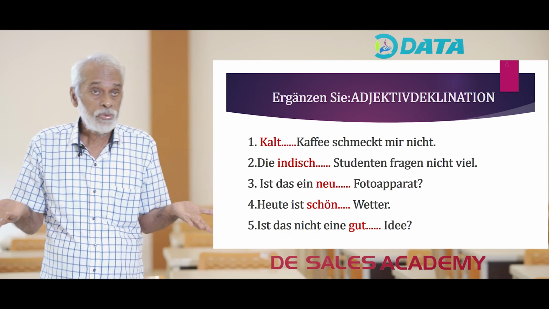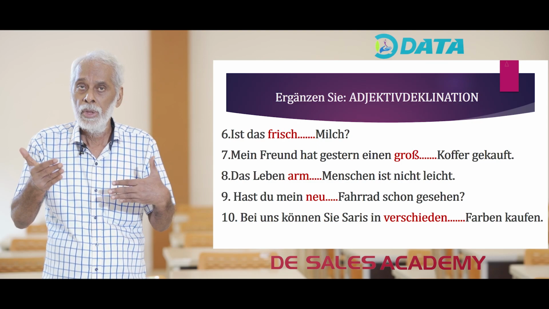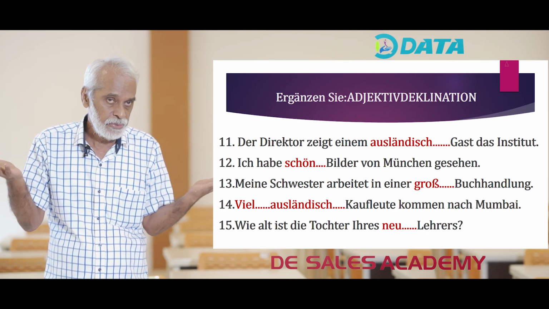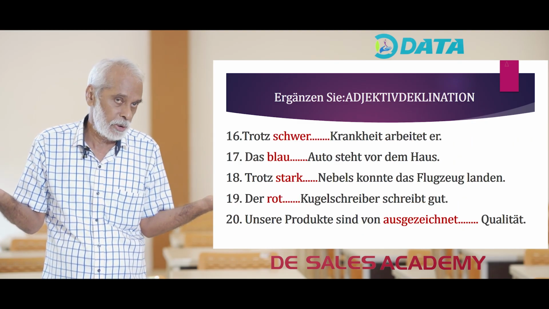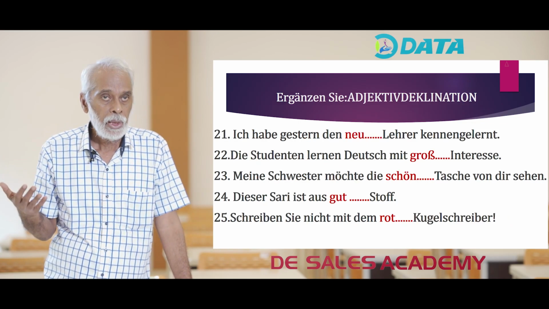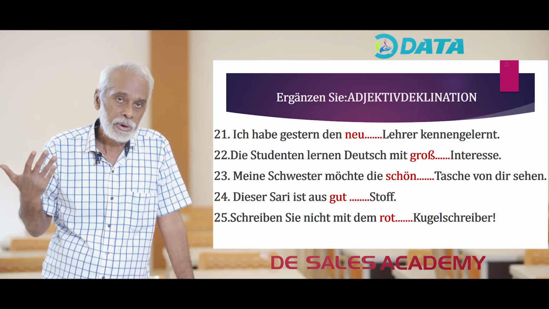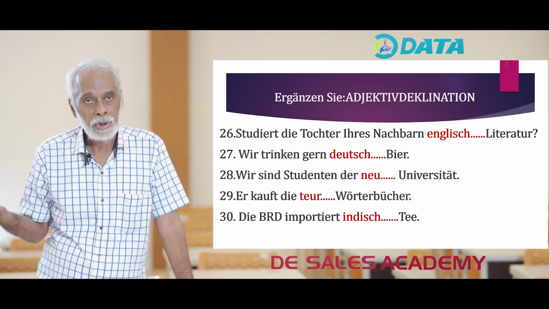Now I have given you some 30 sentences as a sort of homework. With all this theory background, you can do all these things, and we'll be happy to help you with correction or whatever it may be. So go through this theory part once again and just learn the adjective declination, get rid of your fear, and say happy to adjective declinations.